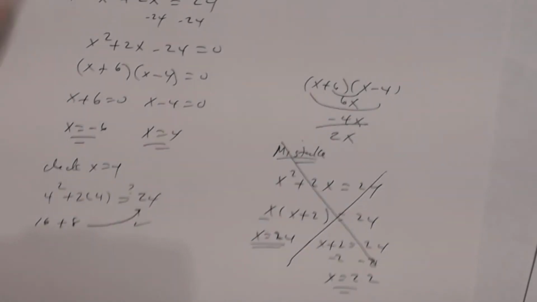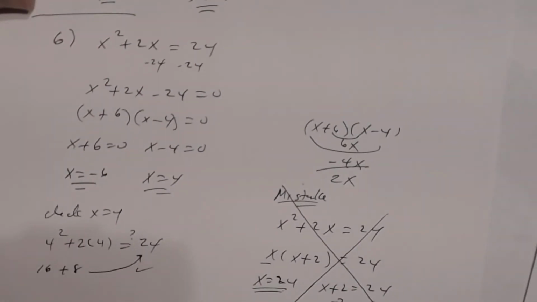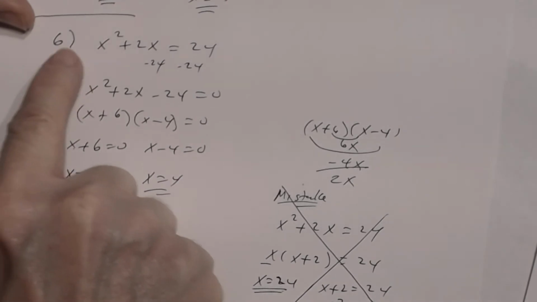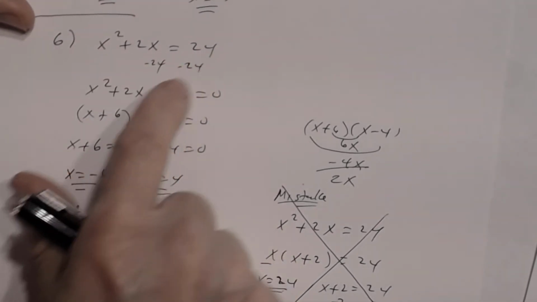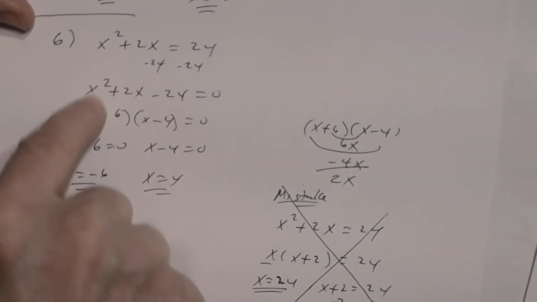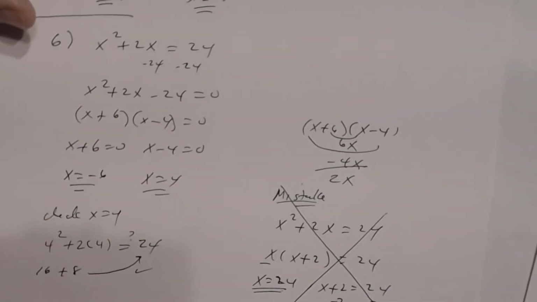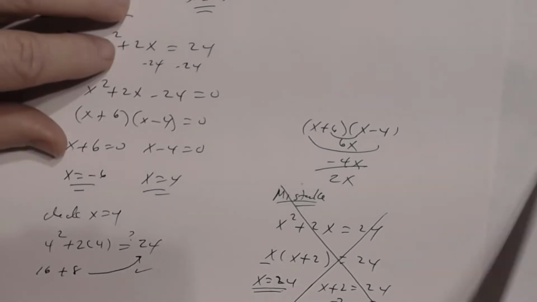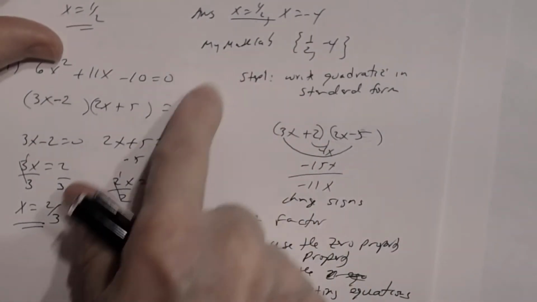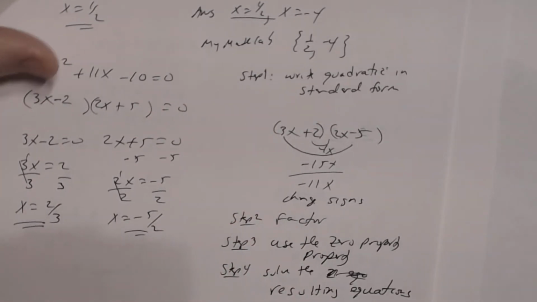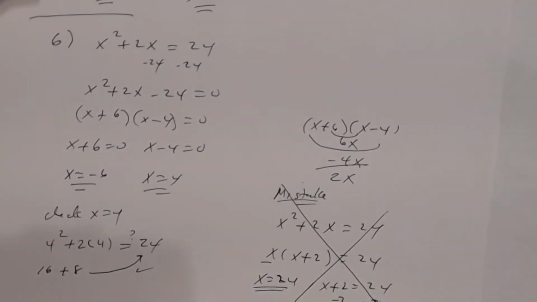All right. So it's very important that when you have a quadratic equation and it's not in standard form, you first of all write it in standard form, then you factor. So that's why these steps were important. Step one said to write in standard form first. Then step 2 was to factor. Okay? All right. Number 7.